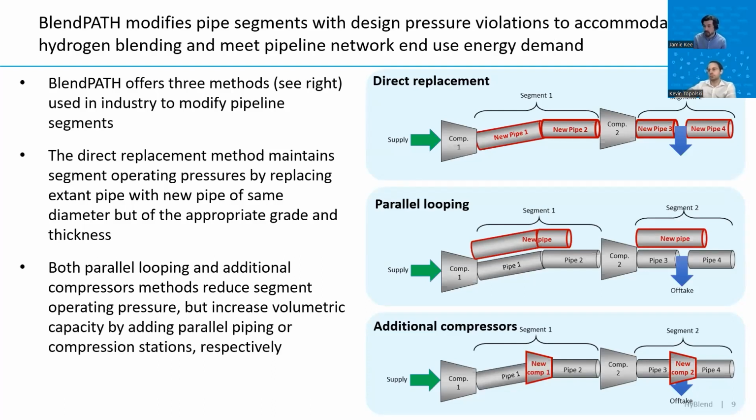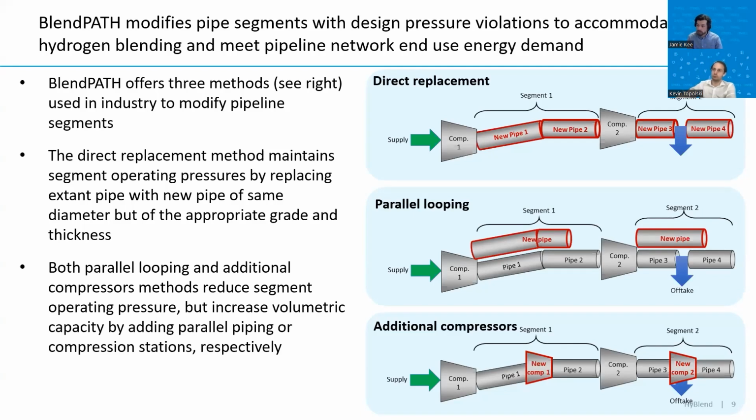BlendPATH offers 3 methods that are used in industry to modify pipeline segments. The first one I'm going to talk about is direct replacement, which is the image in the top right corner. The direct replacement method maintains segment operating pressures by replacing any existing pipe with new pipe of the same nominal diameter, but it could be of a different grade and thickness such that it now satisfies the ASME B31.12 design pressure. So in the figure, we see that the highlighted red pipes were deemed violating the design pressure, and they were swapped out with new pipes with an appropriate grade or thickness such that it no longer violates the design pressure.